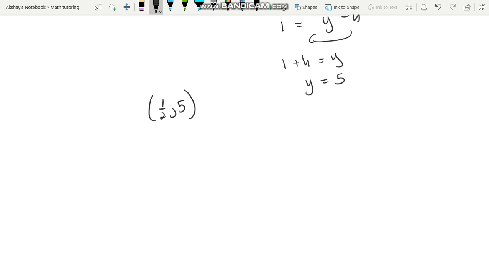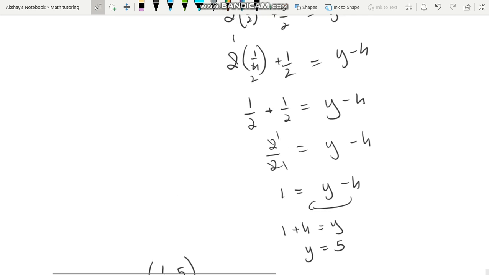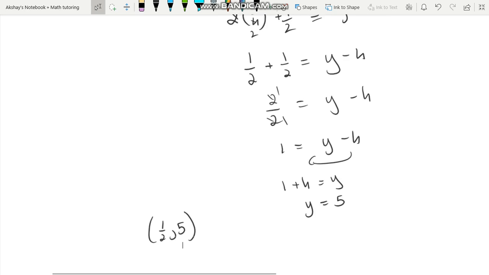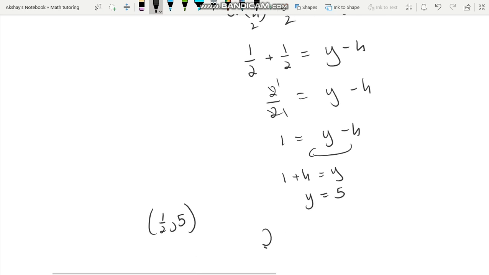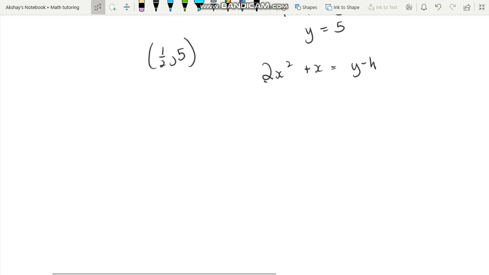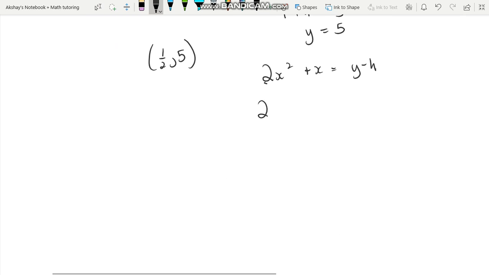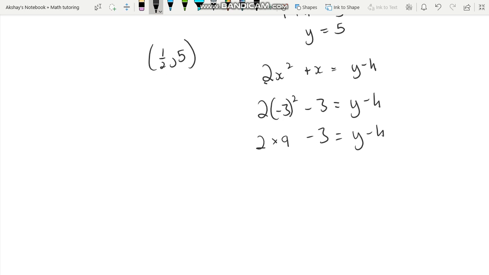There we go. For my second intersection point, I would do the very same thing, except I would substitute x is equal to negative 3 into my 2x squared plus x is equal to y minus 4. Perfect. Make sure I've copied that correctly. Yep. So now I substitute x is equal to negative 3 into this. So I have 2 times negative 3 squared minus 3 is equal to y minus 4. I know negative 3 squared gives me positive 9.